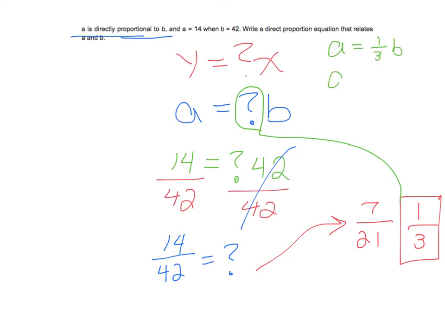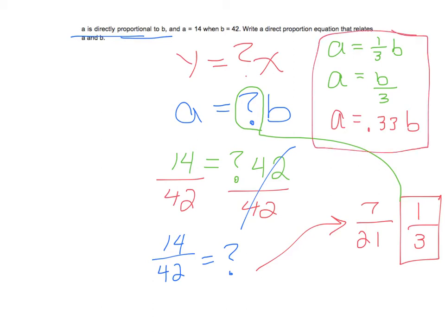Another way you could do it is A equals B over 3, because remember, timesing by 1/3 is the same as dividing by 3. Another way that you could technically probably get away with, because 1/3 technically is 0.33, you could do 0.33b. Any one of these would work. Technically, I would prefer the fraction ones compared to the decimal, because 1/3 is going to keep repeating forever.